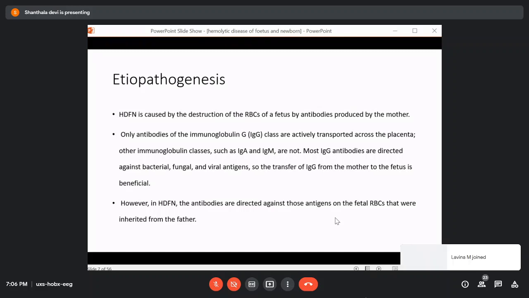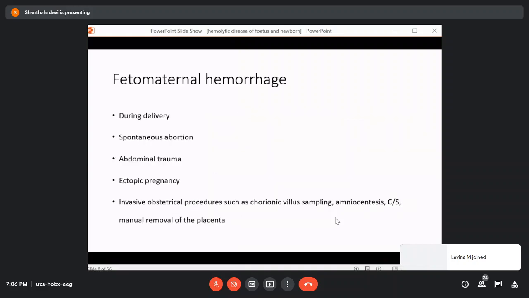So for this to happen, first and foremost, there should be a leak of the fetal cells into the maternal circulation, that is fetal-maternal hemorrhage. When does this happen? Though this can happen during pregnancy itself in the second and third trimester, the amount of fetal-maternal leak during a normal pregnancy is very minimal, and it usually does not stimulate the production of anti-D.